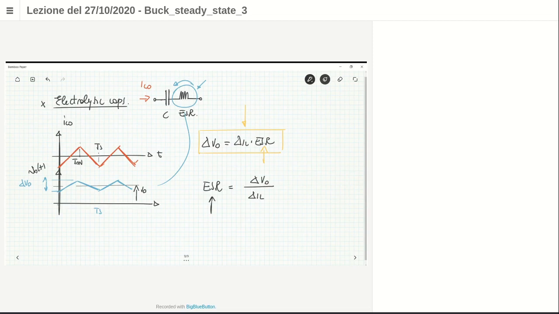When you get this value of ESR, then you can choose the capacitor from data sheets. Typically, in the data sheet you have capacitors listed by capacitance value, but they also have the ESR indicated. So you choose for the ESR instead of the capacitance value. If you choose for the ESR, the capacitance that has that ESR is good for you. Typically this is what happens. So you have to choose the ESR, not the output capacitance, when you have an electrolytic output capacitor.